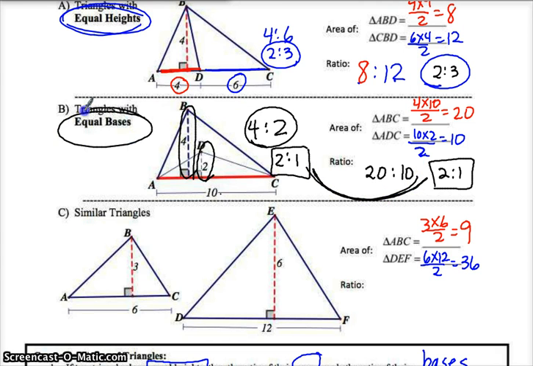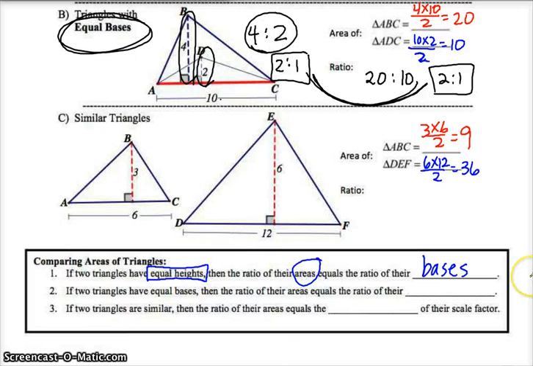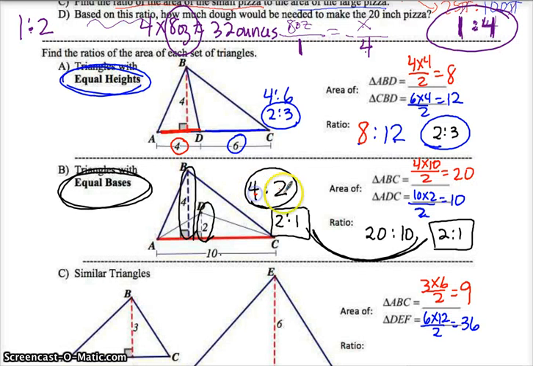So if two triangles have equal bases, then the ratio of their areas equals the ratio, this time, of their heights. How do we get the same ratio there? We compared height to height, and that ended up being the same ratio.